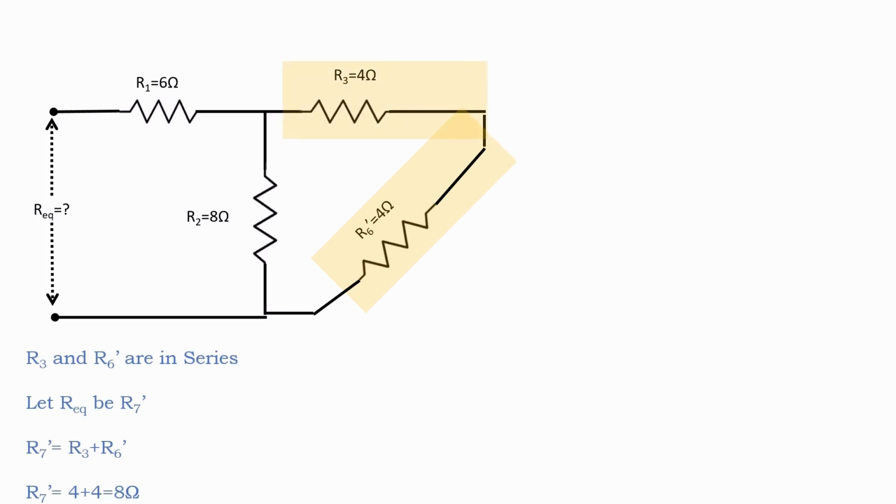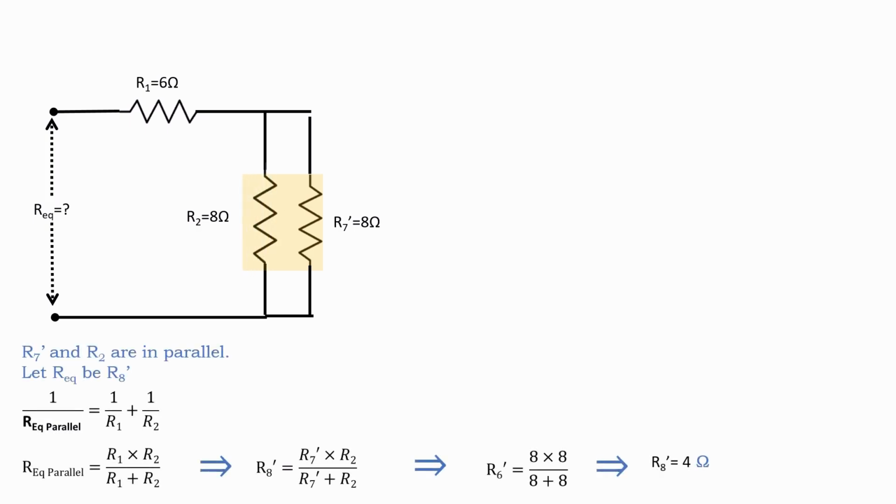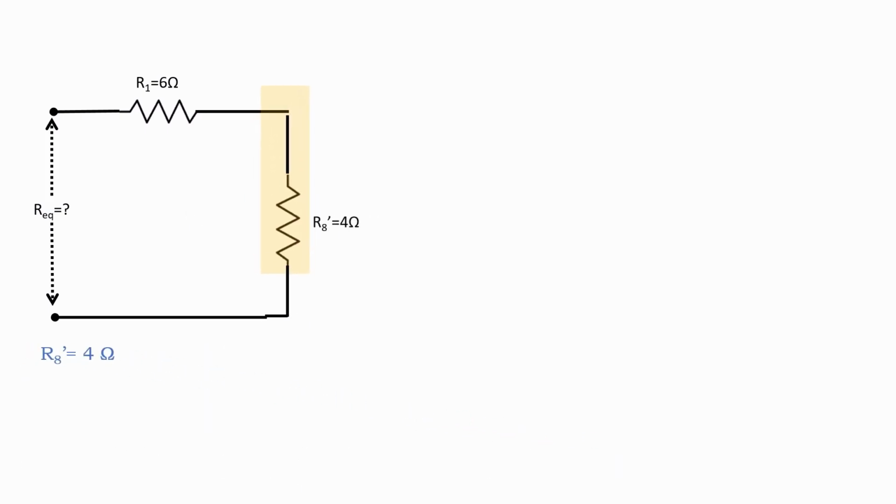Again, R6 prime and R3 are in series. The equivalent resistance will be the sum of these two resistances. Let the equivalent resistance be R7 prime. R7 prime will be 8 ohms. Now R7 prime and R2 are in parallel. The equivalent resistance will be calculated as shown. Let the equivalent resistance be R8 prime. R8 prime will be 4 ohms.